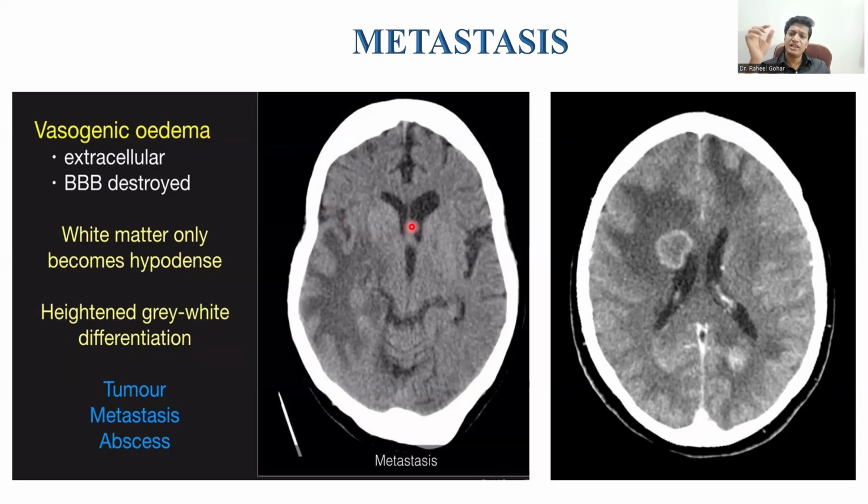Okay, so here again you can see, when we are talking about the mets, they are usually at the gray white junction, but they can be anywhere. Here again you can see there is finger-like projection, there is a hypodense area. There is vasogenic edema, there is heightening of the gray white differentiation, and here you can see some lesion, and it is appearing isodense to the brain. Then in another CT scan of the patient, here you can see a ring enhancing lesion. It is producing significant edema, and also there is heightening of the gray white differentiation. So this is a metastatic lesion.